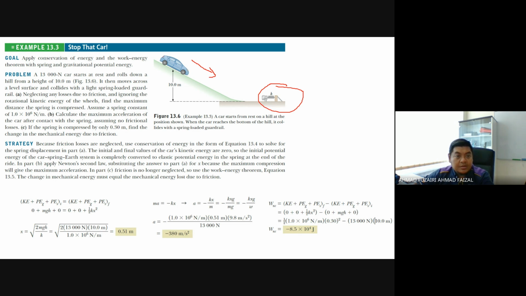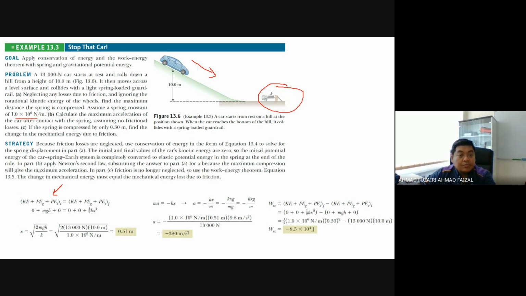Neglecting any losses due to friction. Again, there is no friction involved in this type of question. Ignoring the rotational kinetic energy, that means it doesn't involve any torque. Find the maximum distance the spring compresses. Assume the spring constant is k equals 1 times 10 to the power of 6 Newton per meter. How to do that? Again, using the law of conservation of energy.